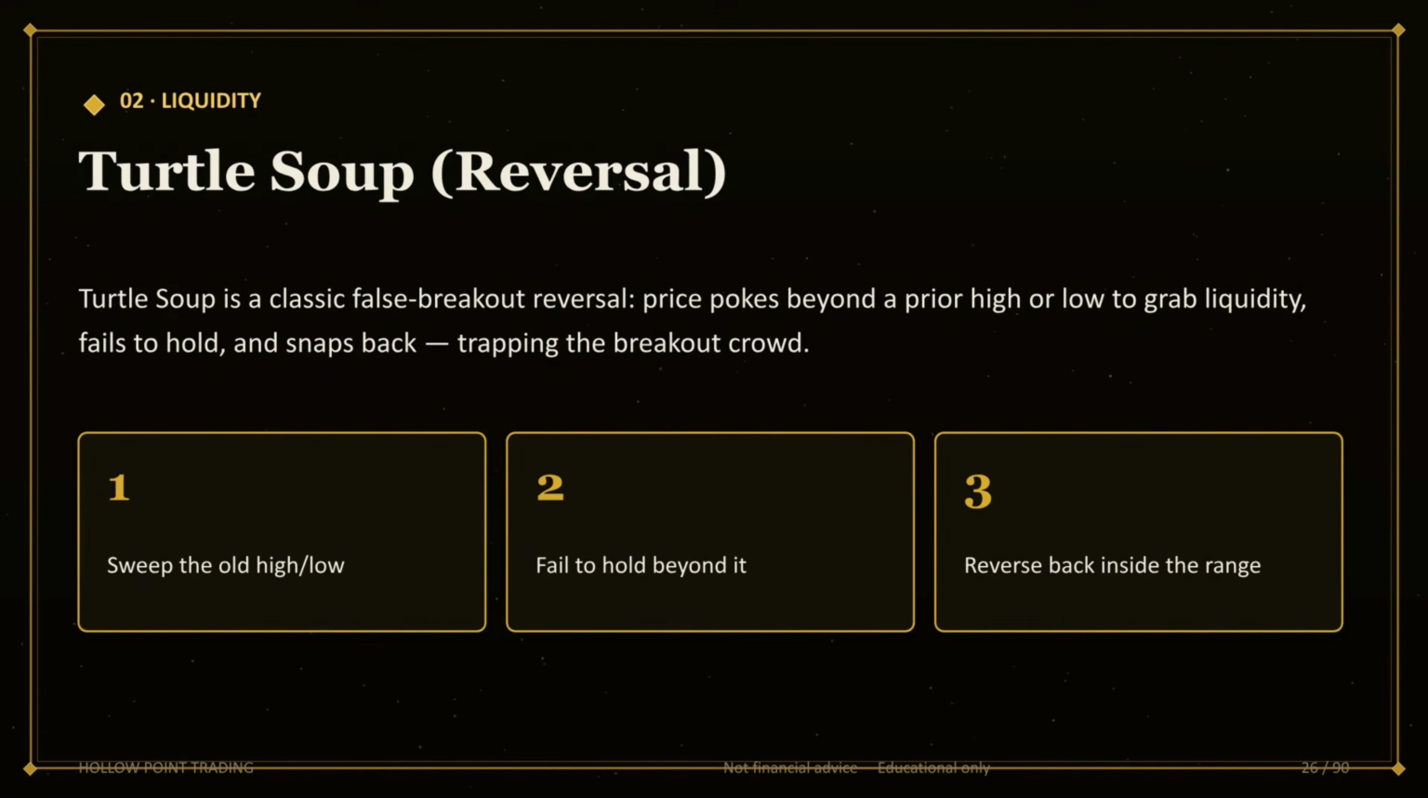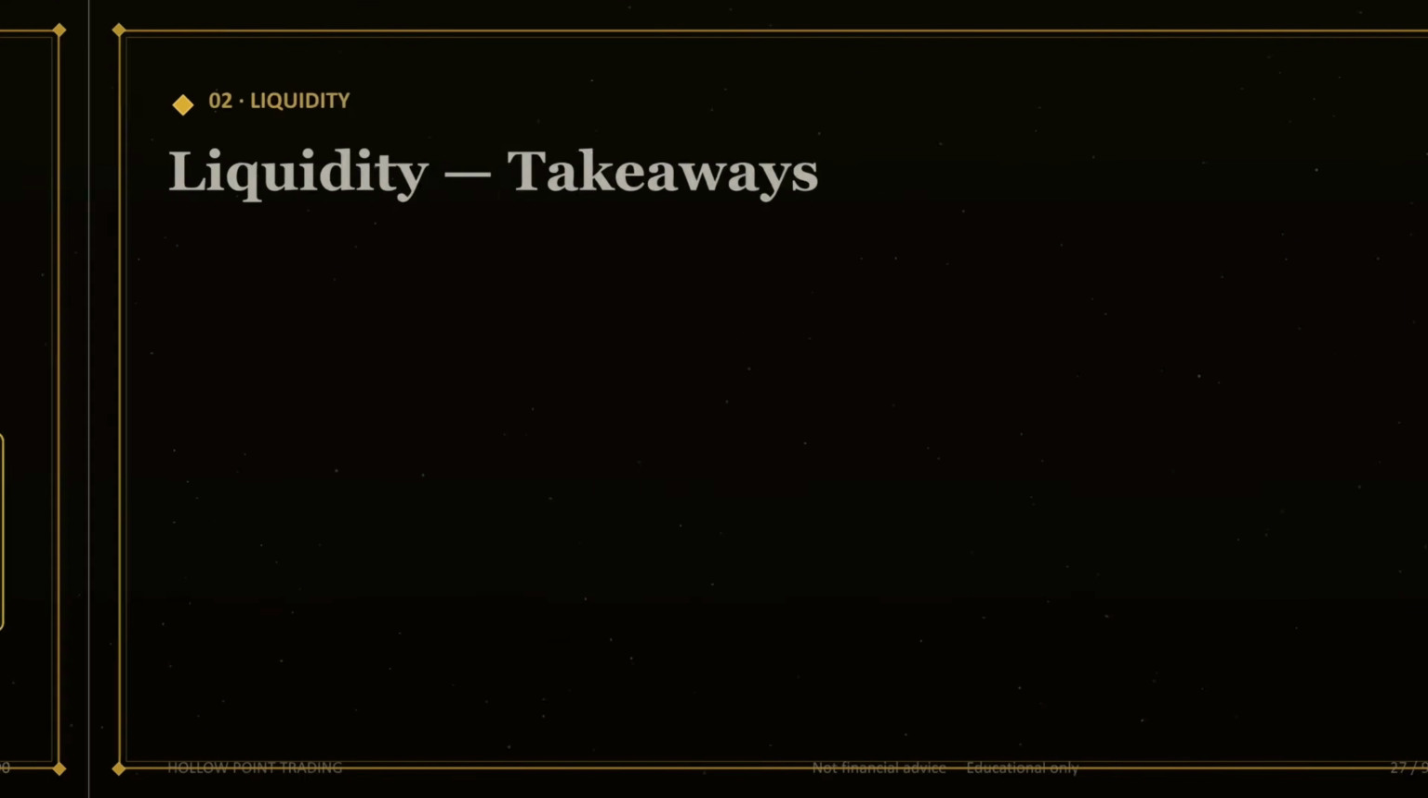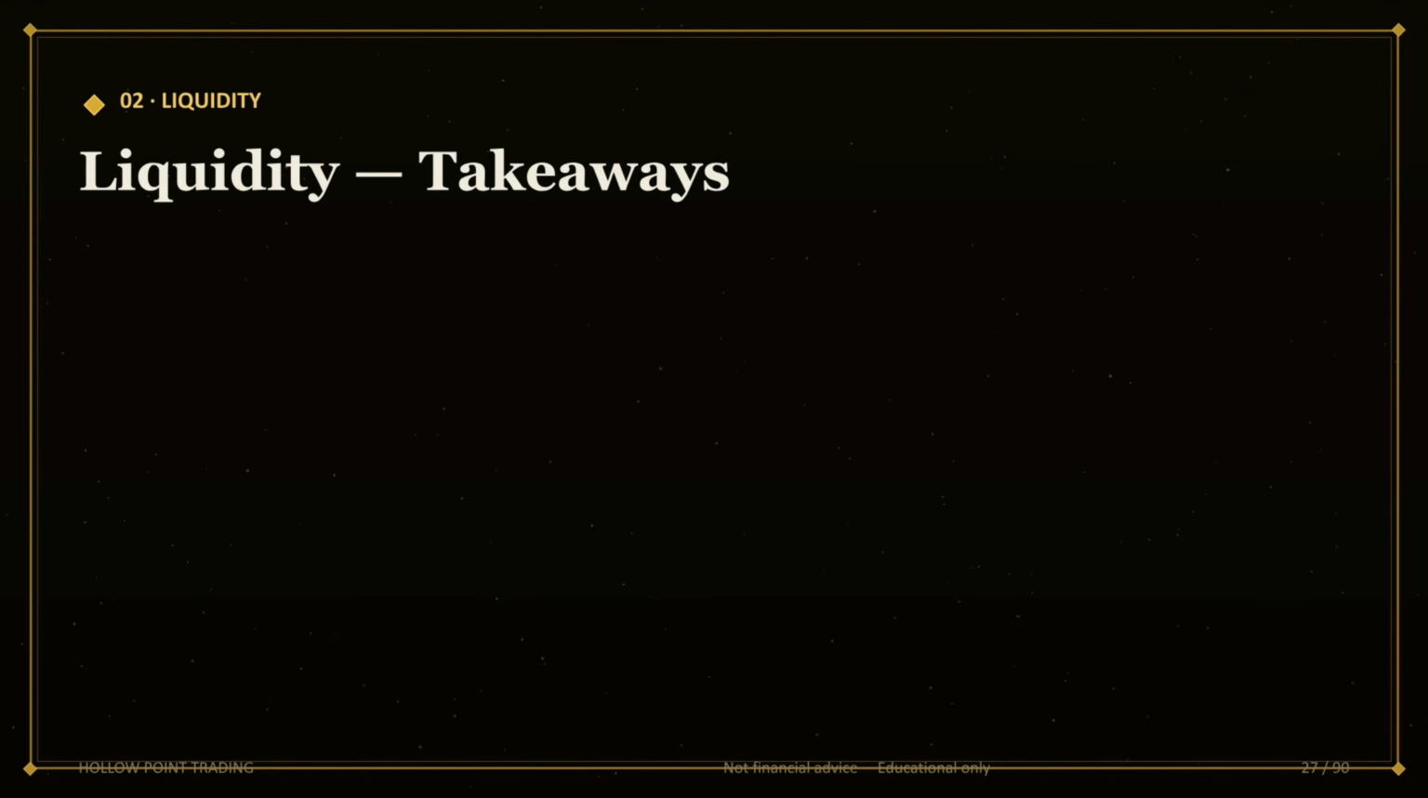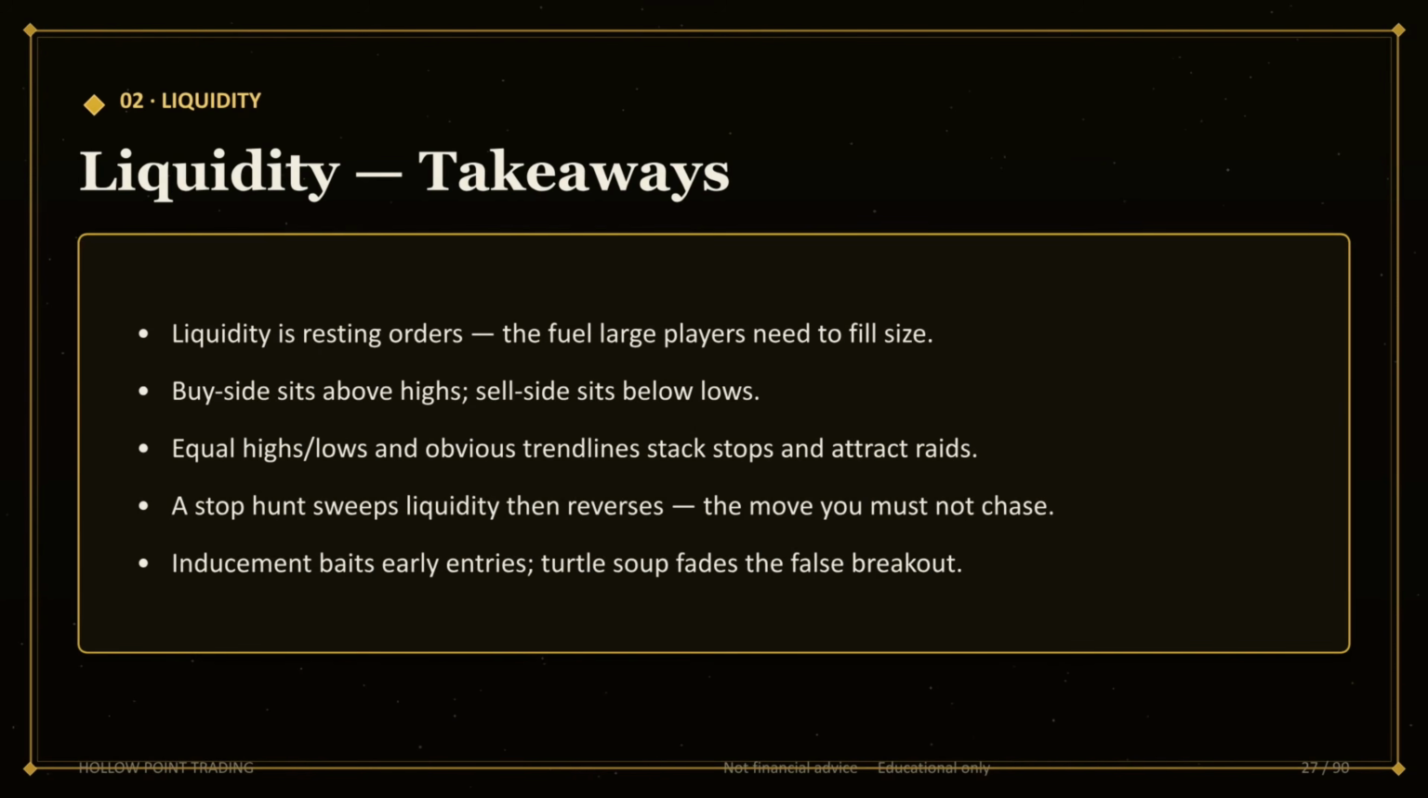original direction. The turtle soup pattern is a reliable reversal indicator. It involves three steps. Price sweeps an old high or low, fails to maintain momentum beyond it, and reverses back inside the range, trapping those who chase the move. To recap liquidity, it is the fuel for large players. Focus on buy and sell side pools, avoid chasing breakout raids on trend lines, and watch for how institutions use inducement to trap retail traders.